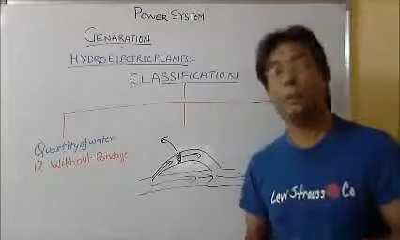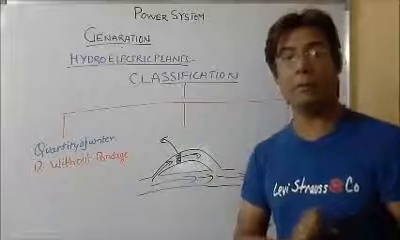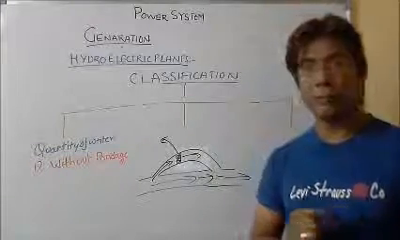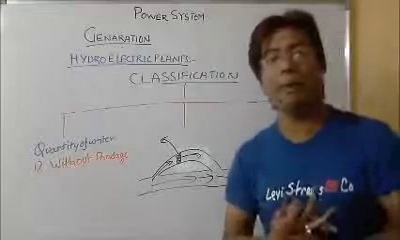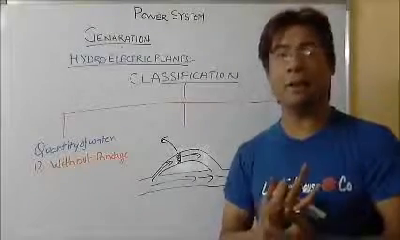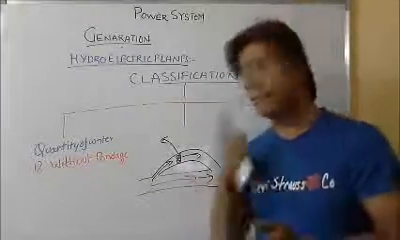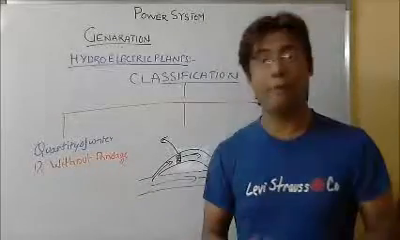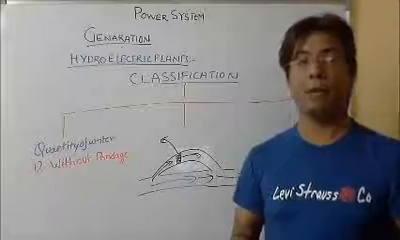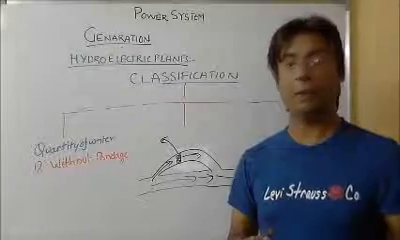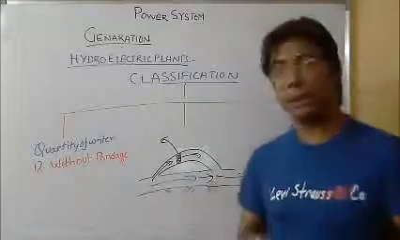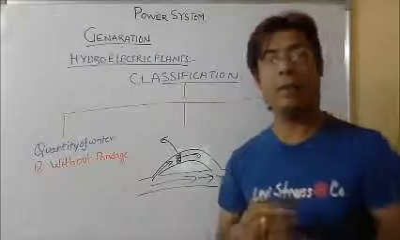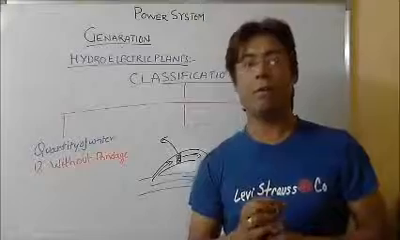Since I don't have an arrangement of a reservoir behind my dam, I can have two types of hydroelectric plants, depending on the quantity of water available. One is called a run-of-river plant without pondage, and one is called a run-of-river plant with pondage. Run-of-river without pondage are the type of plants where we don't have an arrangement of a reservoir. So reservoirs are not there.